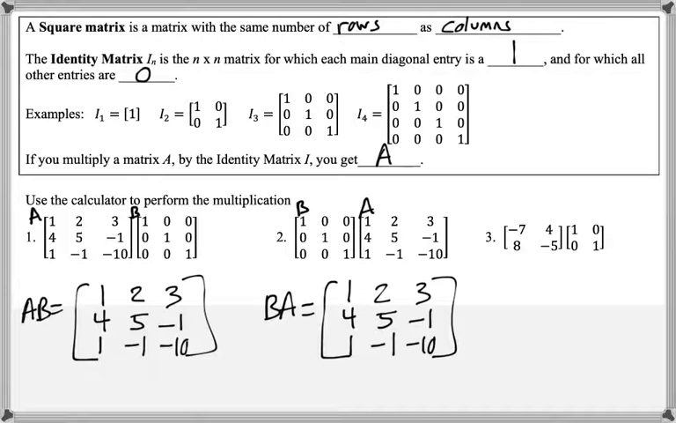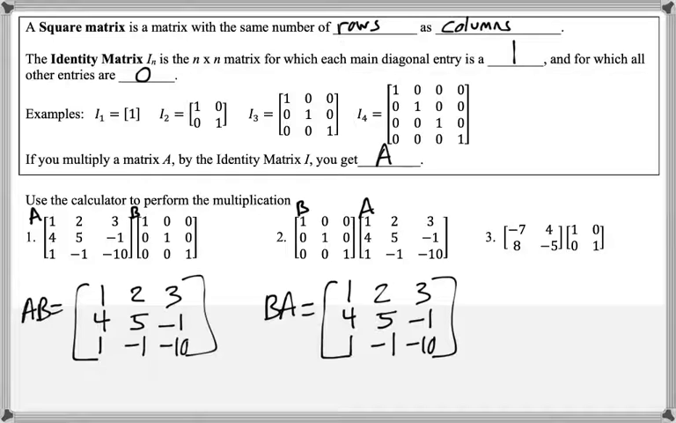So this shows that it doesn't matter if the identity matrix is on the right or on the left when you're doing the multiplication. You get the same thing. And that's definitely not what usually happens when you're doing matrix multiplication. Usually the order is very significant.